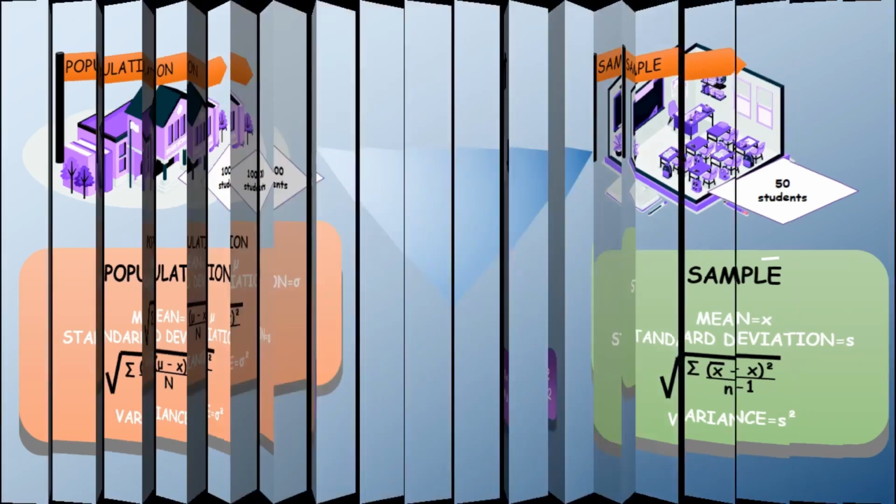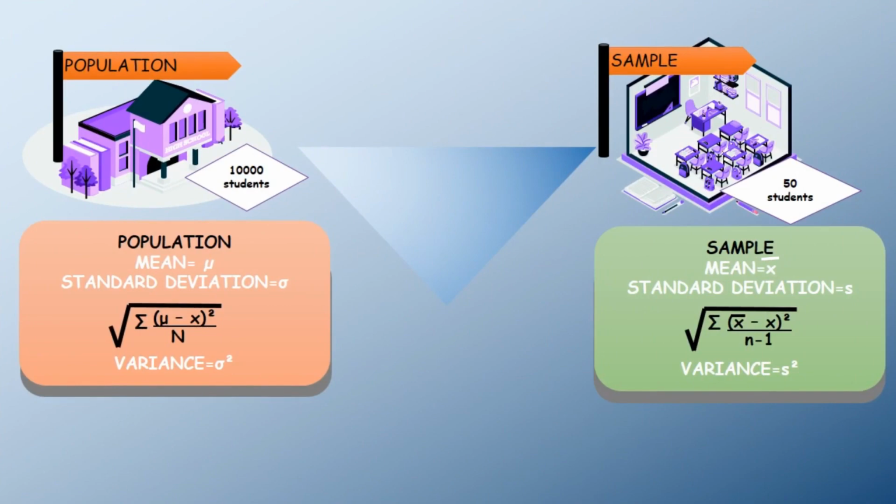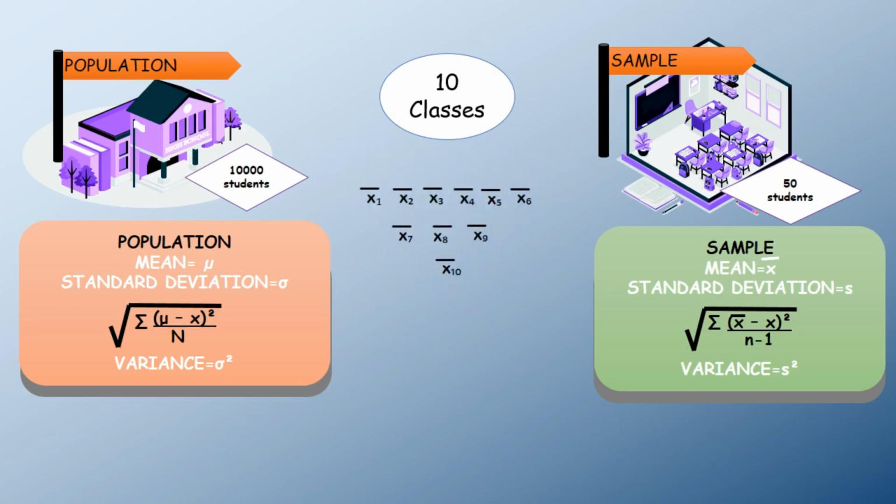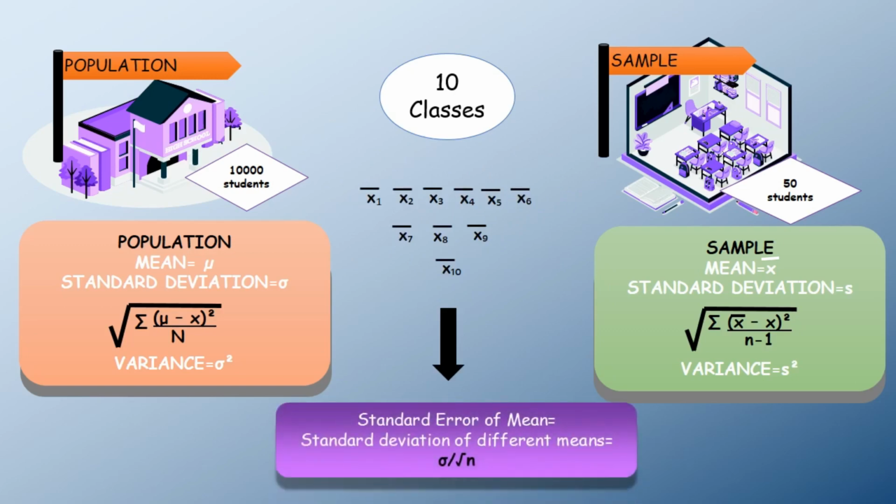Now, additionally, I want to talk about the standard error of the mean. Suppose instead of one class, I am taking 10 classes to calculate the average score. It will mean I will have 10 means for 10 different classes. Now, the standard deviation of those 10 means, I am talking about means and not the observations, is termed the standard error of the mean. That means it is the standard deviation of the means that we have accumulated. It can be calculated by dividing the standard deviation by the square root of n.